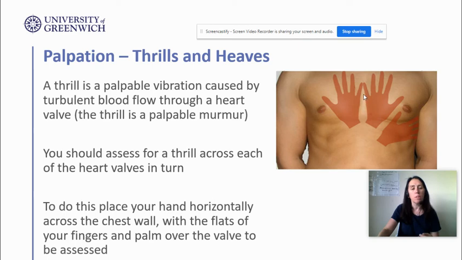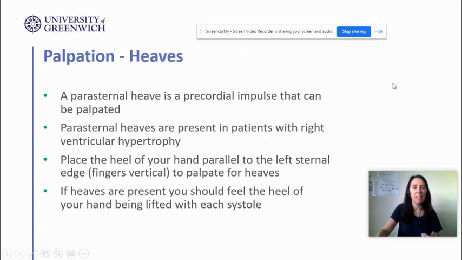So with the thrills, you're going to feel with this part of your hand. You're going to put it across all of the valves, and you're going to be feeling for a palpable murmur. Okay, so like I say, you will see this in the video as well if I'm not making complete sense to you. Heaves, that's a lift. So basically what happens is a patient with right ventricular hypertrophy will give you a vibration that actually lifts your hand up when you're feeling their valves.